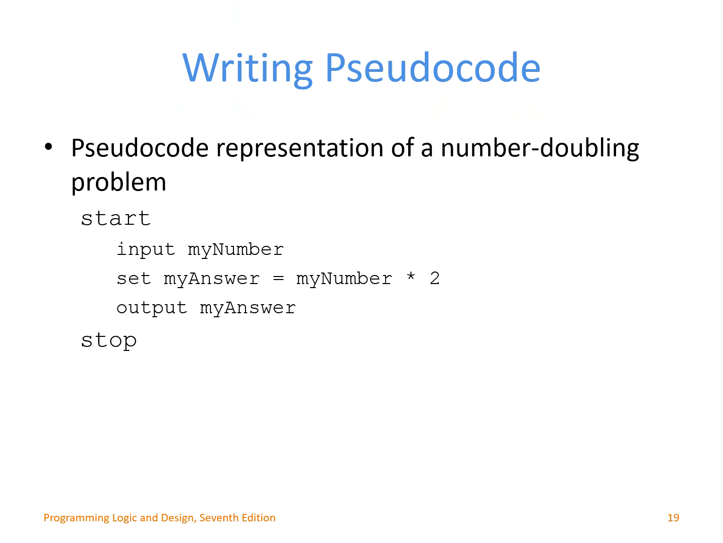So, writing a pseudocode. This is an example to write a pseudocode representing of the number doubling problem. We have here the start, the input, the condition, the output, which is the answer, then the stop.